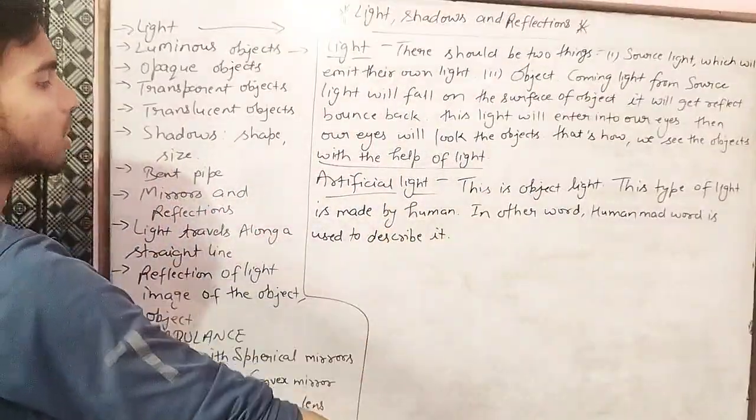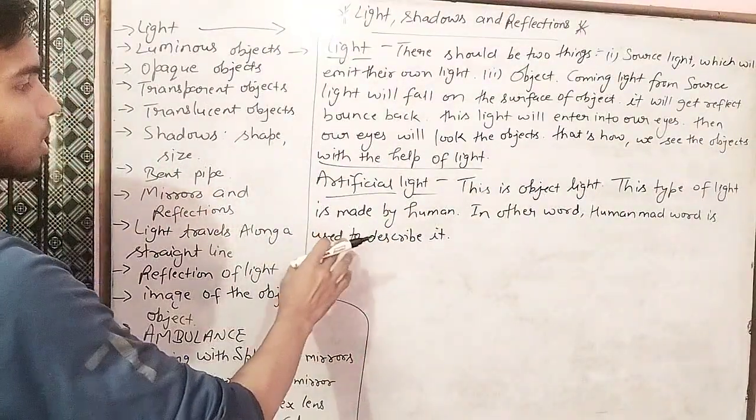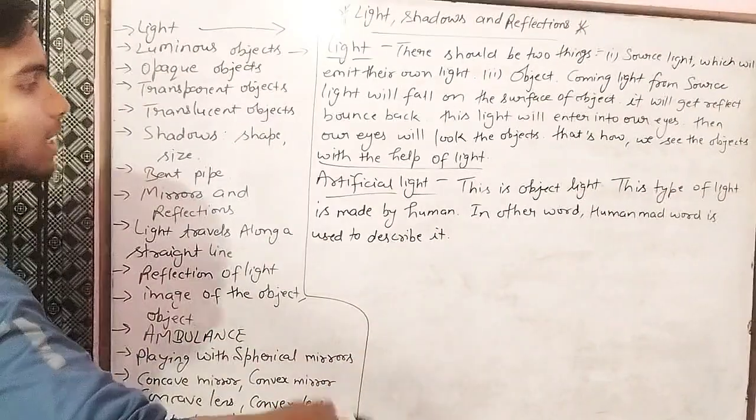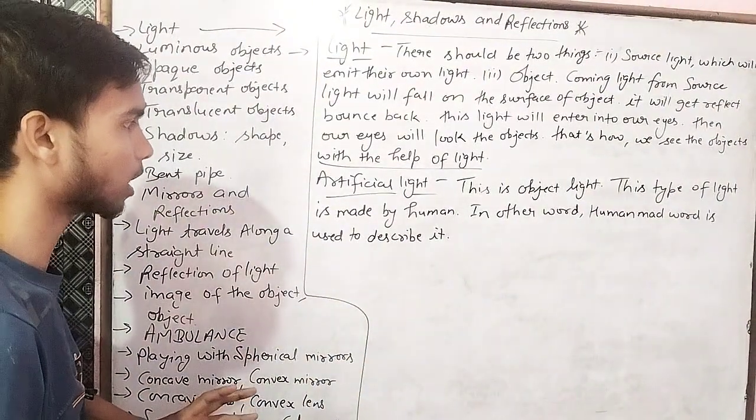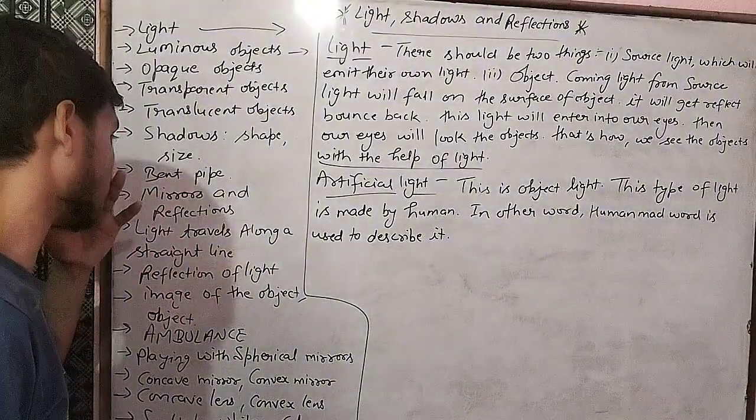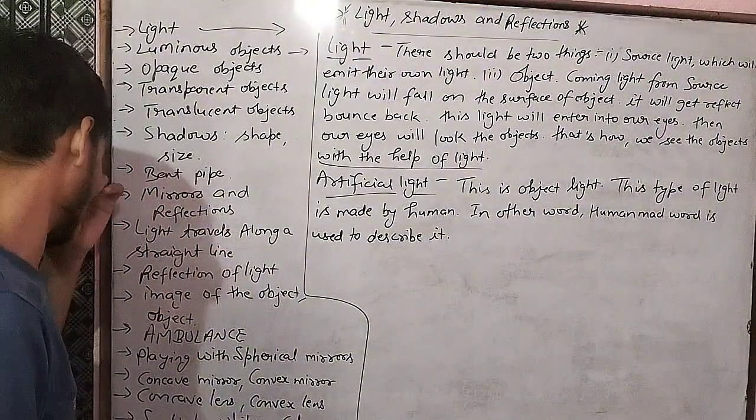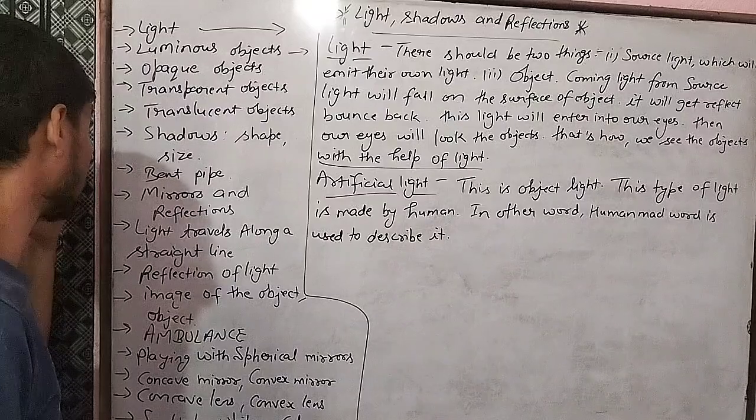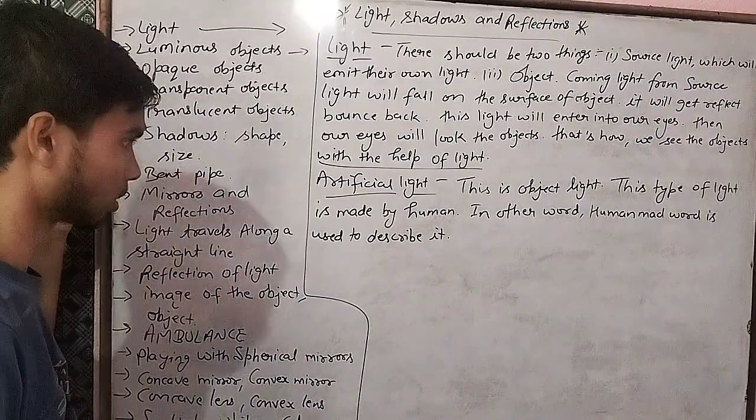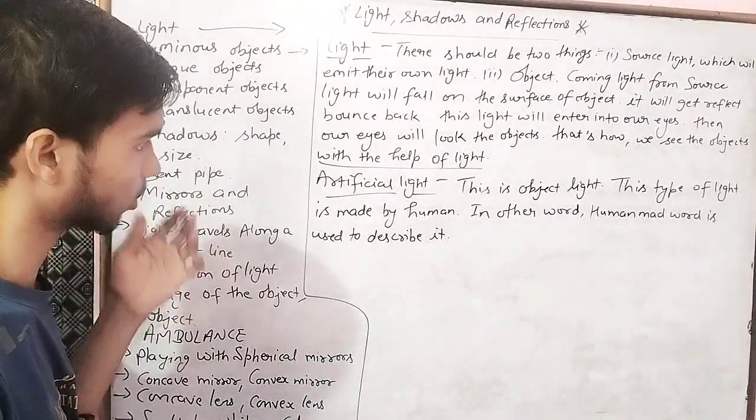So it is made by human. That's why this type of light is said to be human-made. Clear? To describe it, we can also use the word human-made. Clear?